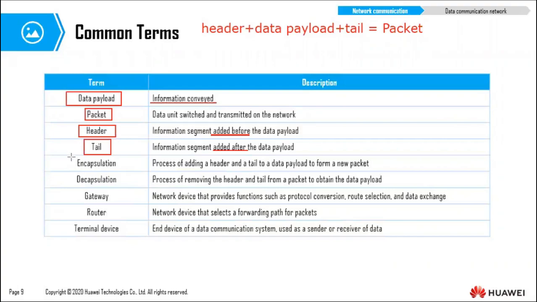Then we have encapsulation. Encapsulation, we've said, is the process of adding header and tail. So when you're adding headers and tail, that is encapsulation. Decapsulation is when you're removing the header and tail from a packet in order to obtain the data payload. So during decapsulation, you obtain the data payload. During encapsulation, you form a packet from the data payload.